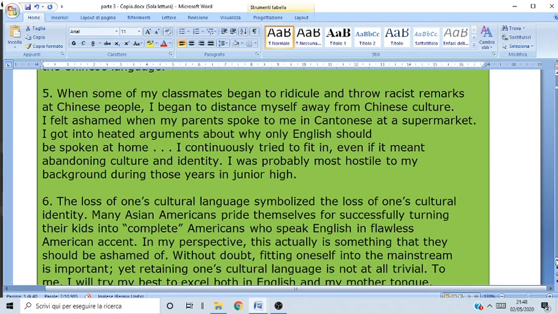When some of my classmates began to ridicule and throw racist remarks at Chinese people, I began to distance myself away from Chinese culture. I felt ashamed when my parents spoke to me in Cantonese at a supermarket. I got into heated arguments about why only English should be spoken at home. I continuously tried to fit in, even if it meant abandoning culture and identity. I was probably most hostile to my background during those years in junior high.